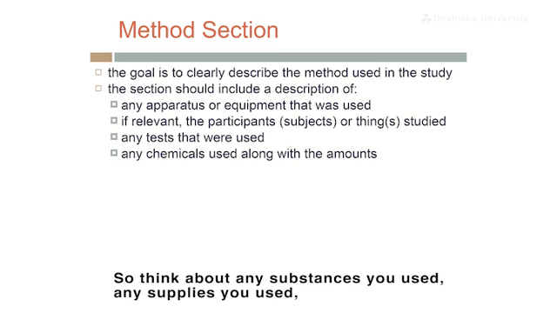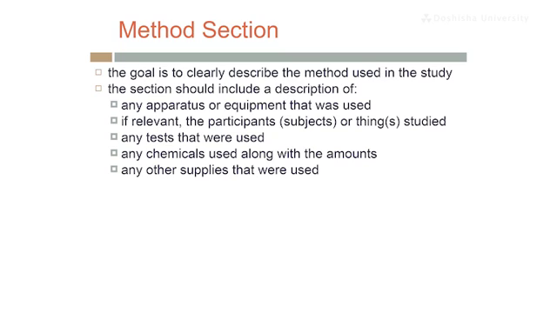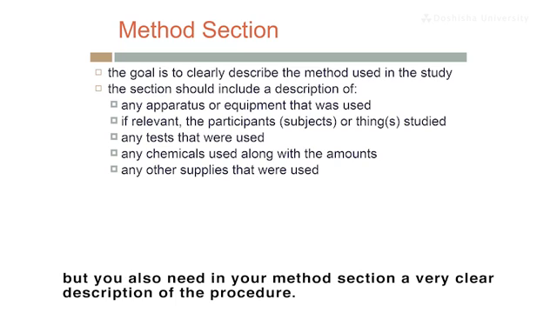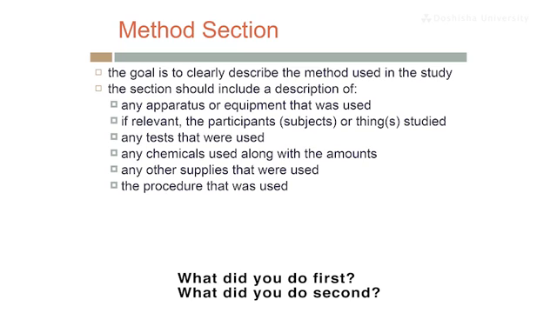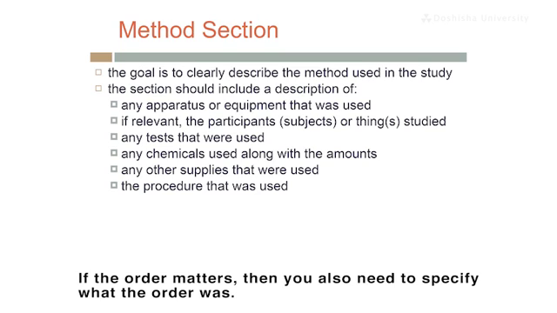So think about any substances you use, any supplies you used, and if the amounts would matter, how much was used. Now, this basically covers many of the details of things that were needed to do the research, but you also need in your method section a very clear description of the procedure. What did you do first? What did you do second? What was done? If the order matters, then you also need to specify what the order is.